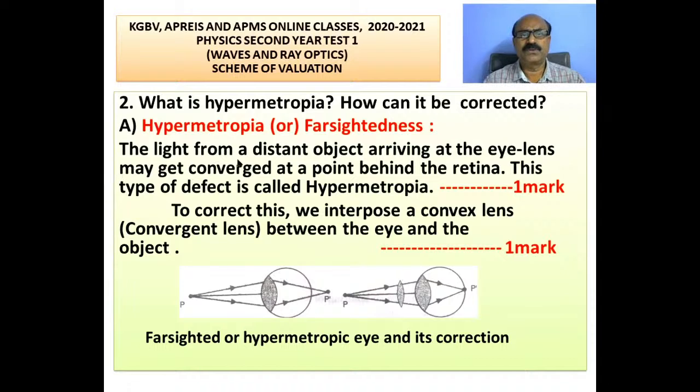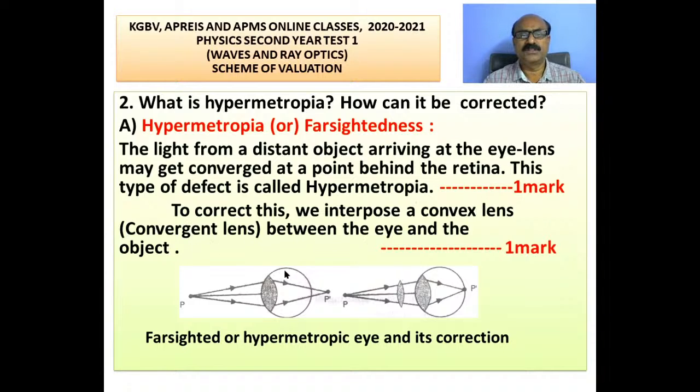The light from a distant object arriving at the eye lens may get converged at a point behind the retina. So if you observe this figure, the image formed by the eye lens is beyond the retina here. This type of defect is called hypermetropia, and this carries 1 mark.